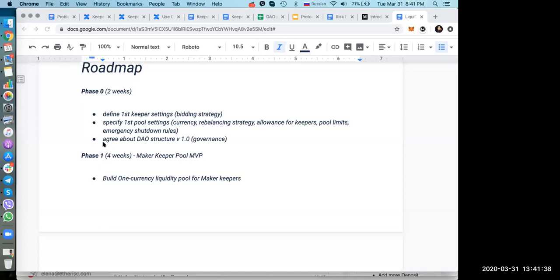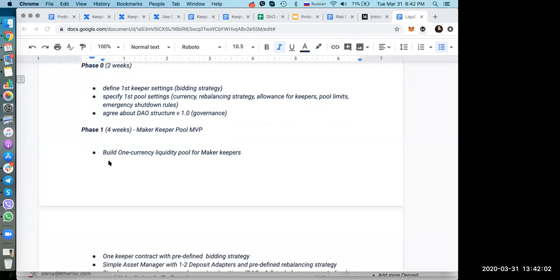Also, we agreed on the DAO structure, version 1.0, and we assume that DAO 1.0 will contain some centralized functions and will work with the admin account, but it's only for the first phase, only for the first 4 weeks.